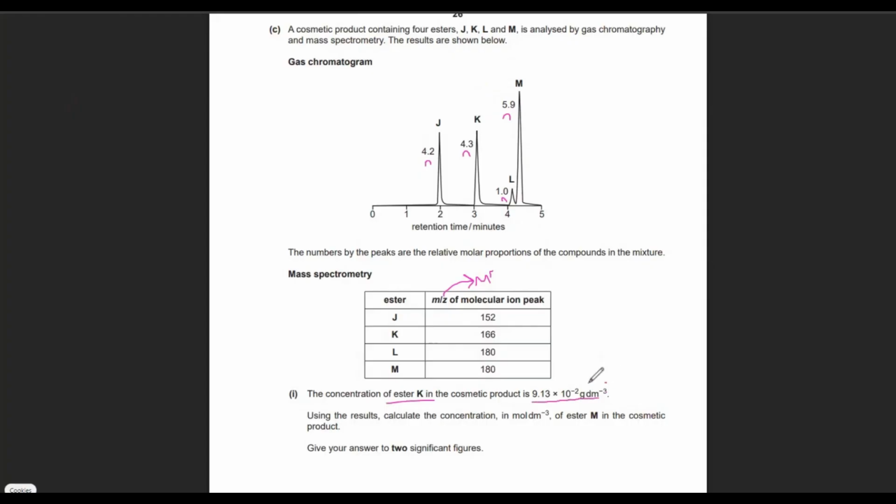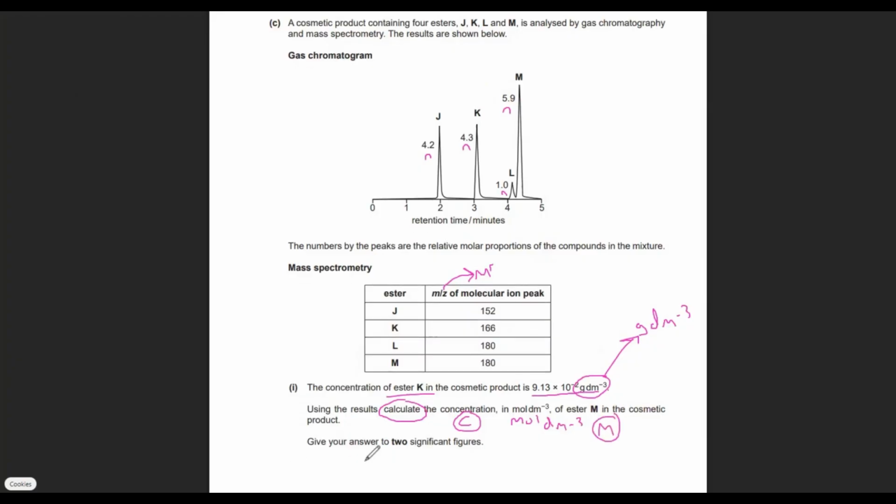The concentration of ester K in the cosmetic product is 9.13 times 10 to the minus 2 g per dm3. Using the results, calculate the concentration in mol dm minus 3 of ester M in the cosmetic product. Give your answer to 2 significant figures. We need to work out the concentration of M in moles per decimeter cubed. We've been given the concentration in grams per decimeter cubed of K.